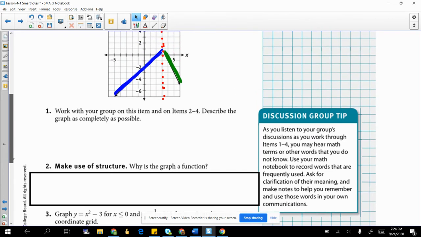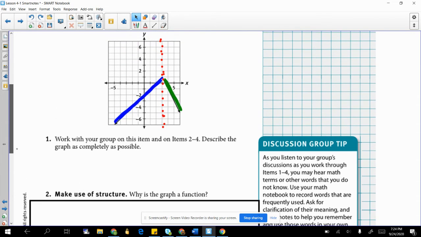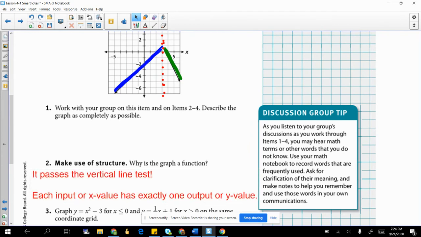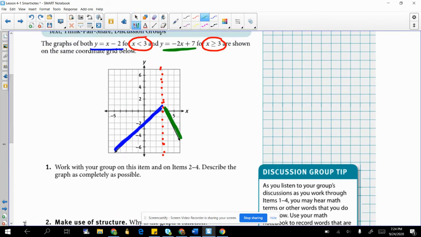All right. Then number 2 says, why is the graph a function? Hopefully you have heard of this before, but this graph is a function because it passes the vertical line test. Basically what that means is that each input or x value has exactly one output or y value. It also means that if I were to draw a vertical line anywhere on here, it would not cross through the graph more than once. So that's what your vertical line test is.